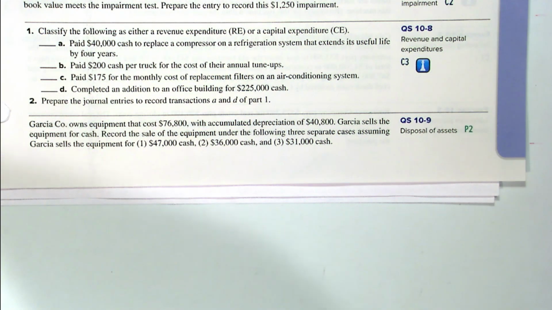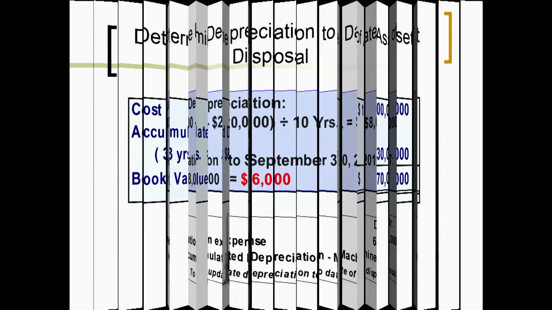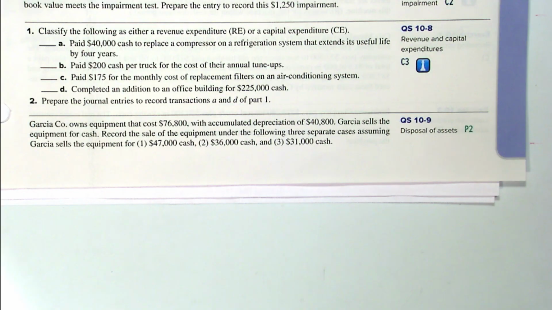The first one is you're going to make the journal entry assuming they sold it for $47,000 cash. The second independent situation is, what if they instead sold it for $36,000 cash? And the third completely independent situation is, what if they instead sold it for $31,000 cash? So step number 1 is done. What you're going to be doing is working through steps 2, 3, 4, and 5 for each of those situations, because step 1 is done. Does this make sense? So let's work on Quick Study 10-9 while they play that music. See you in a few minutes.